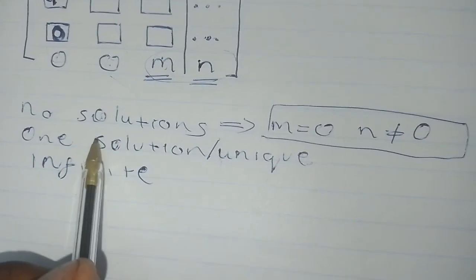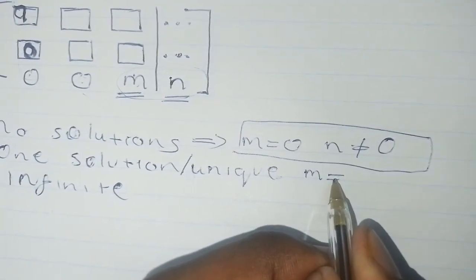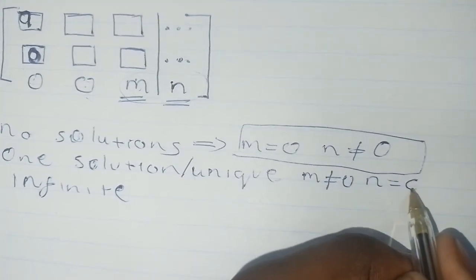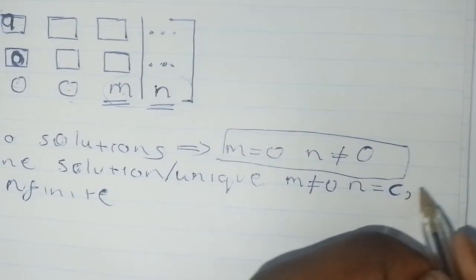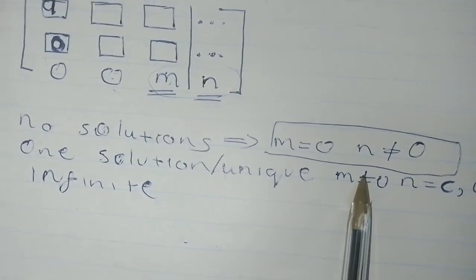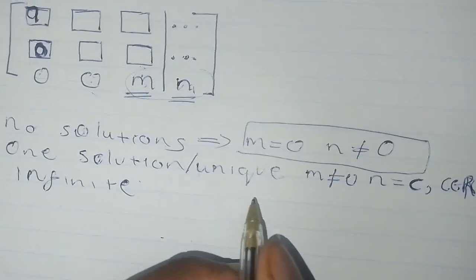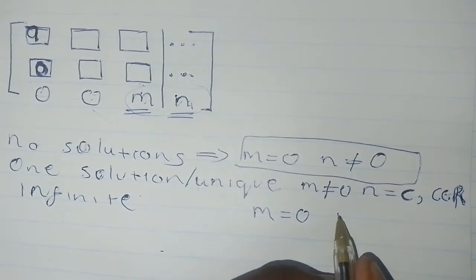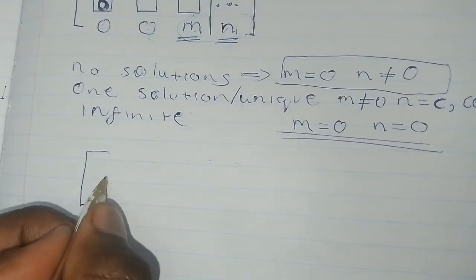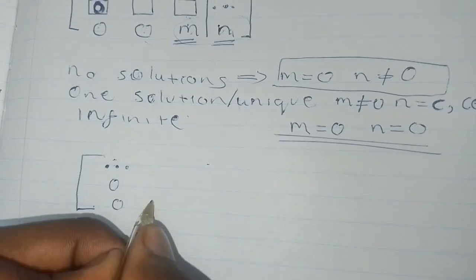In order to have one solution, M is not equal to 0 and N is equal to some constant C, where C is an element of the real numbers. And you get infinitely many solutions when M equals 0 and N also equals 0. So basically, you can have any value here, and you get 0, 0 here, and 0 here.